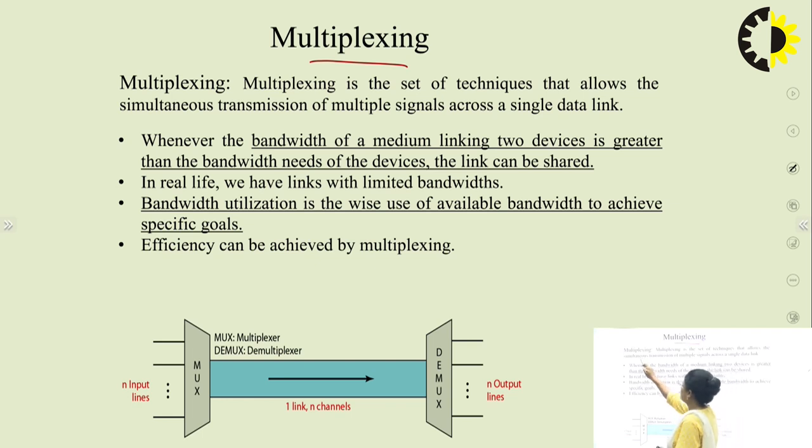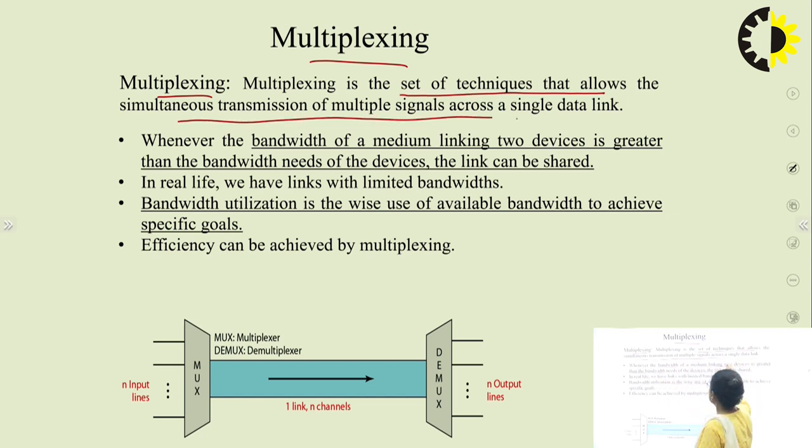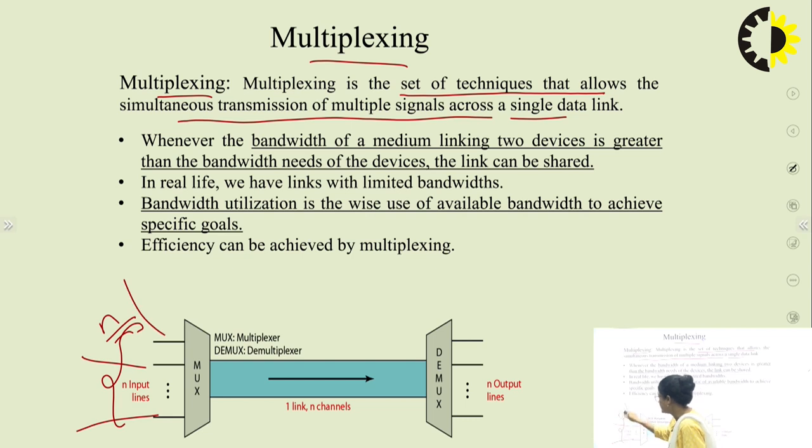What is multiplexing? Multiplexing is a concept which we all are familiar with, mostly people who are dealing with computer science and IT related subjects. Multiplexing is a set of techniques which allows simultaneous transmission of multiple signals across a single data link. If you look at this figure, we have n input lines coming from n different devices. Let us say this is device 1, this is device 2, and so on. And we have a multiplexer, which is an electronic circuit.